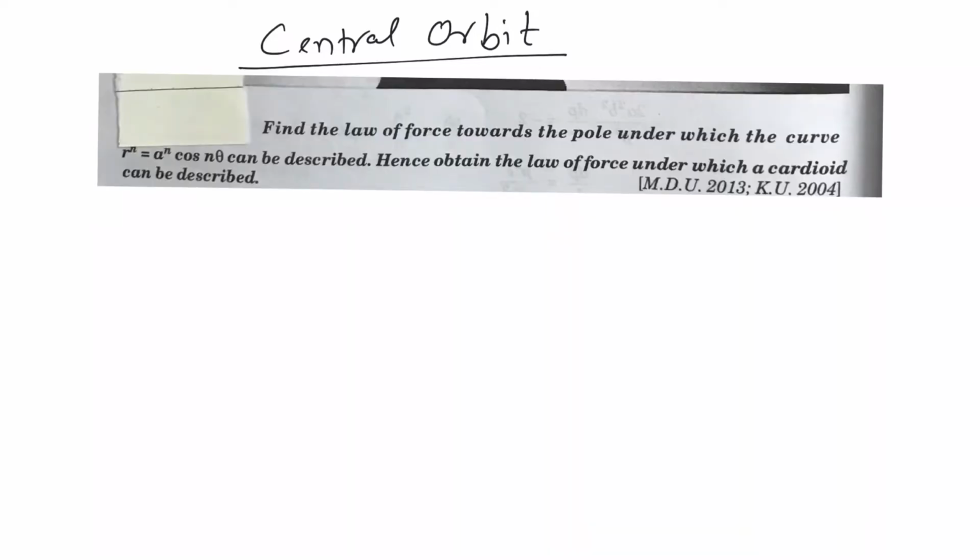In this problem, we have to determine the law of force towards the pole under which the curve r^n = a^n cos nθ. So we will start doing this problem, and the equation is given by, as we all know, and we have to determine the law of force. In this case, we put again r = 1/u.